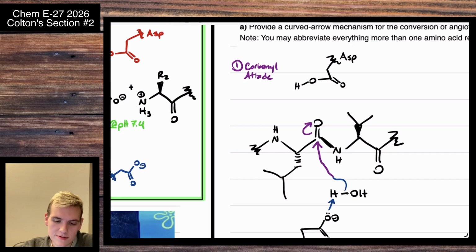Then we have to do the acid steps to make this a better electrophile. So a lone pair on our oxygen needs to go up and grab a hydrogen and then give the electrons in that bond back to the aspartate.